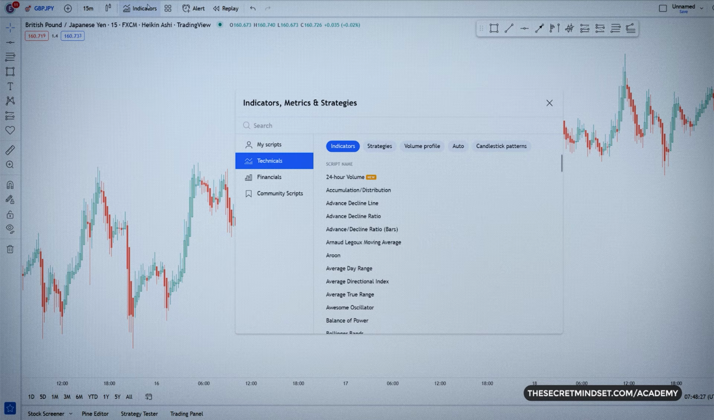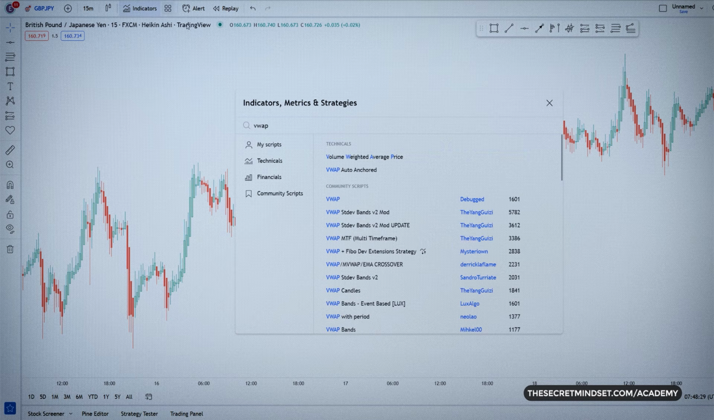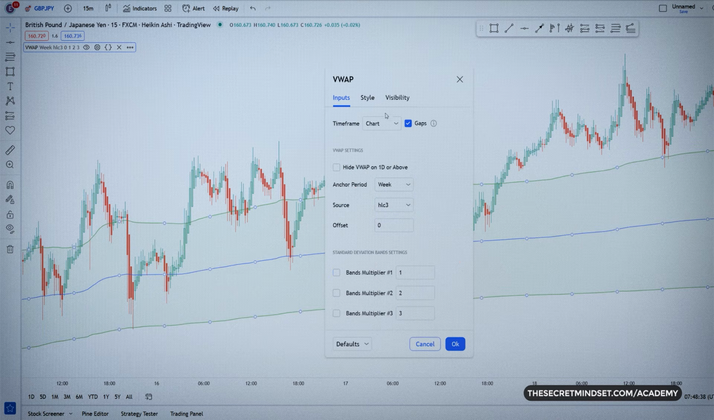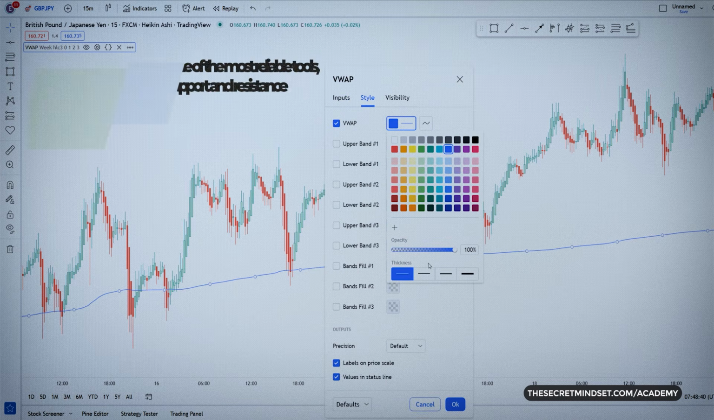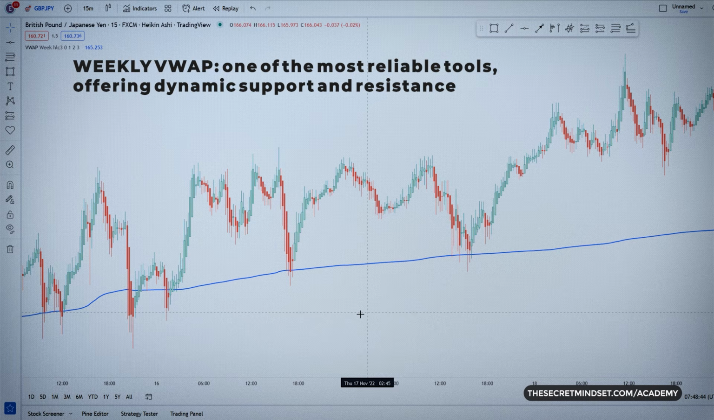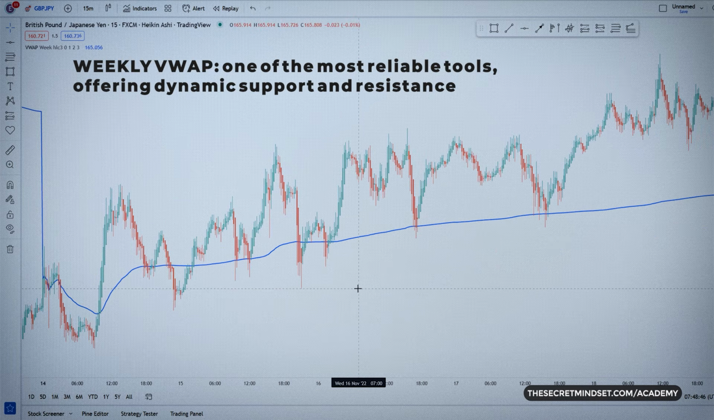One of my favorite ways to trade bullish and bearish Heiken Ashi zones is with weekly VWAP. Not many traders are using the weekly VWAP. They don't even know it's possible to add it on their charts. But this is one of the most reliable tools, offering dynamic support and resistance.